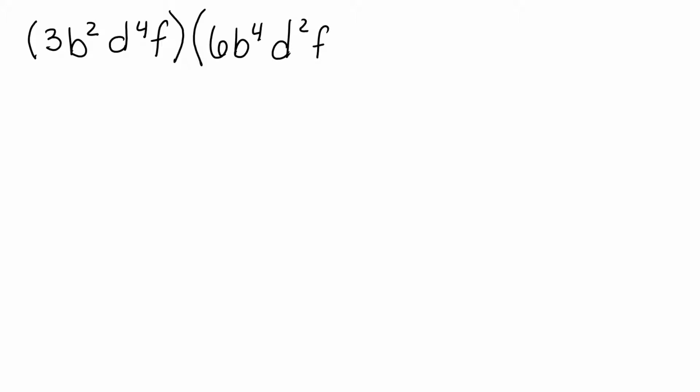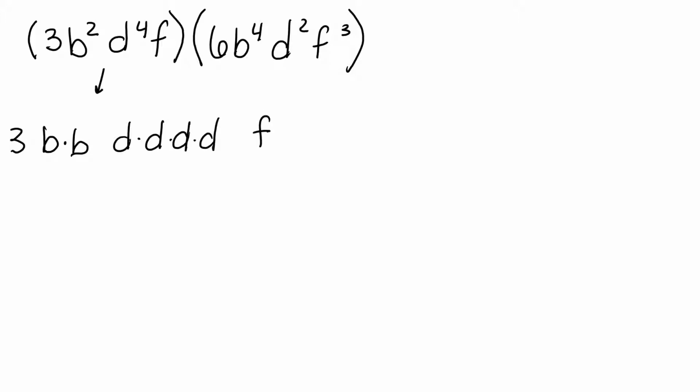Here's our big challenge problem. 3b squared d to the 4th f times 6b to the 4th d squared f to the 3rd. I'm still going to show you both methods, writing it out the long way and the shortcut. So for the first one, I have 3b squared, so there's 2 b's, d to the 4th, so 4 of those, and then f, there's no exponent, so I know that means there's only 1.